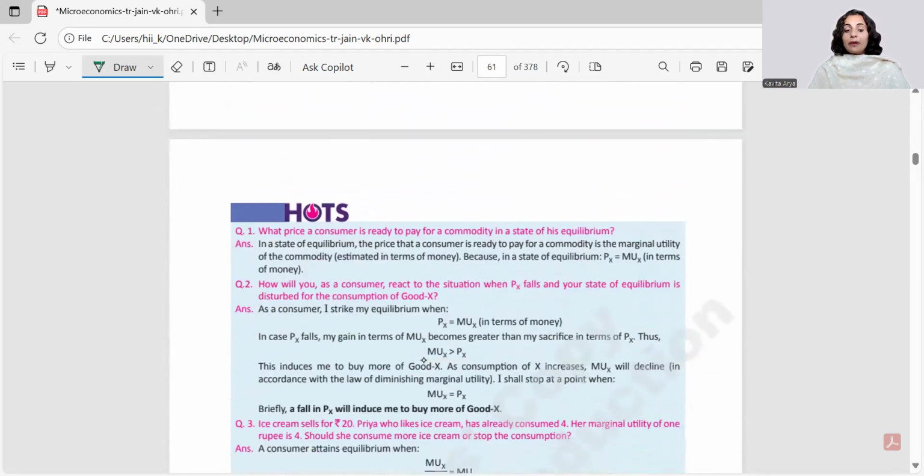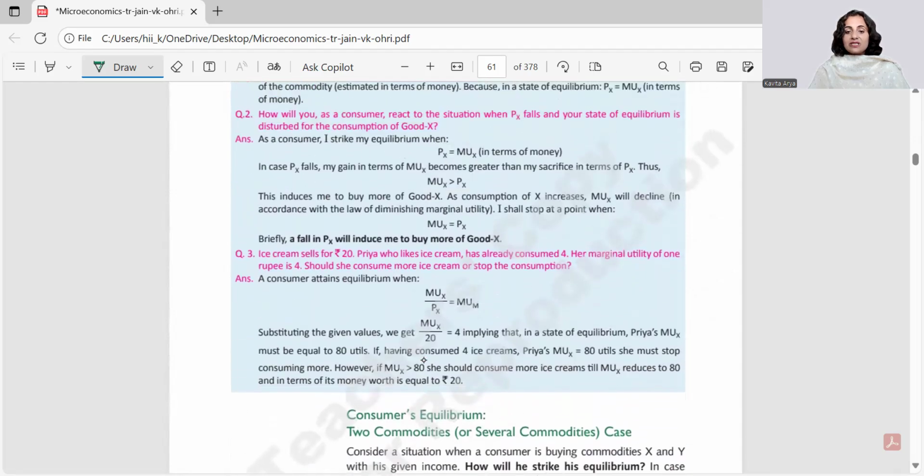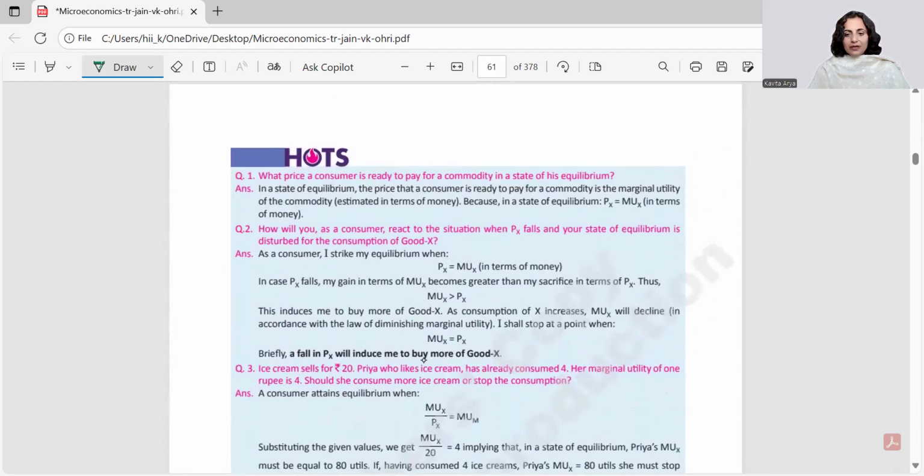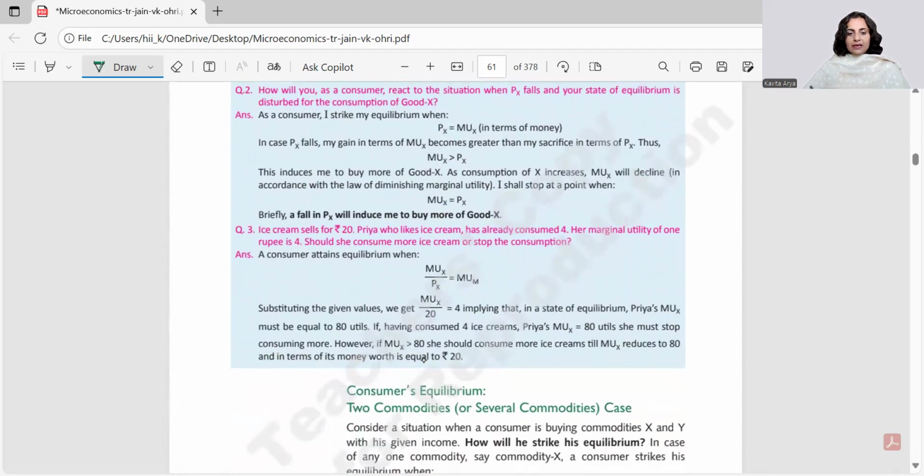There are so many numericals also expected from the same concept. For example, the question is, ice cream sells for rupees 20. So price is given to be 20. Priya, who likes ice cream, has already consumed 4. So she has already taken 4 units. Her marginal utility of 1 rupee is 4. Right. So marginal utility of 1 rupee means MUM is 4. Should she consume more or stop?